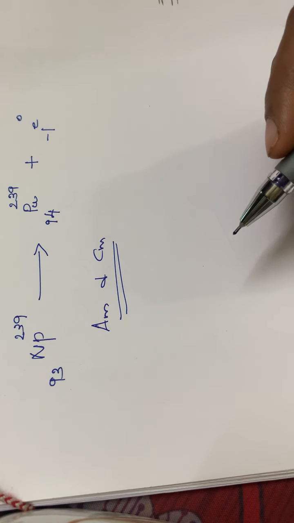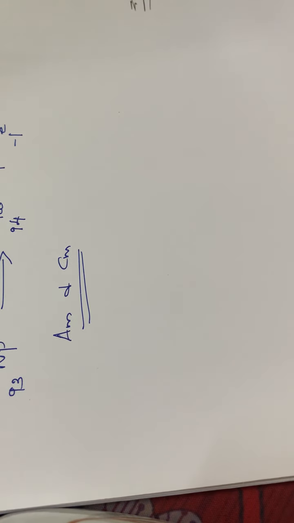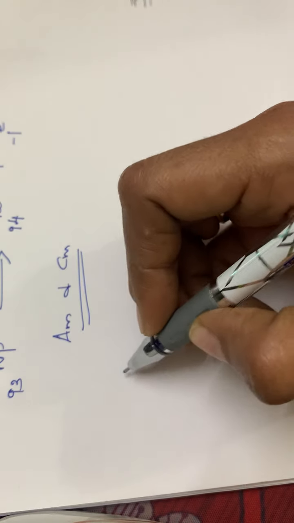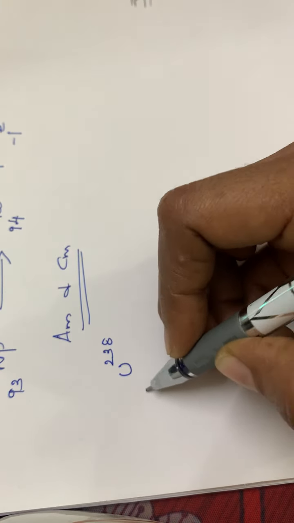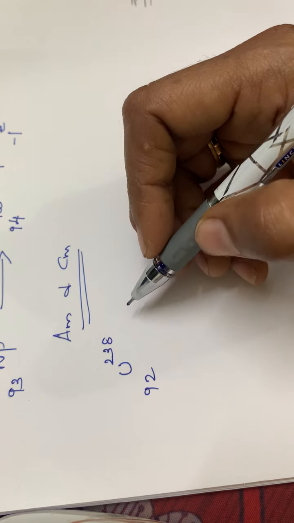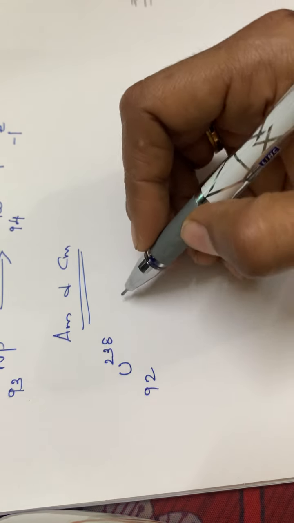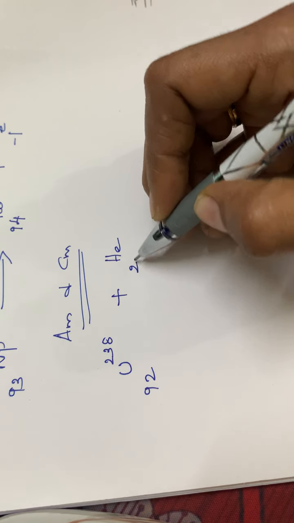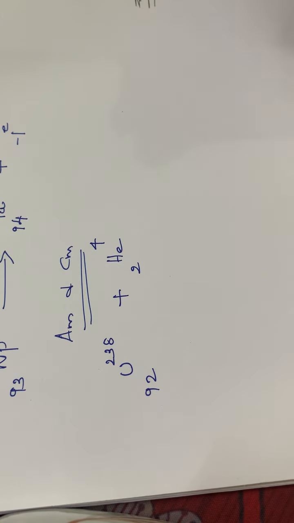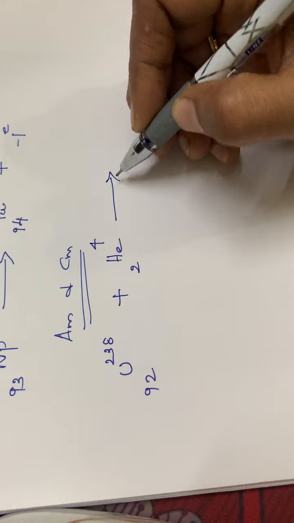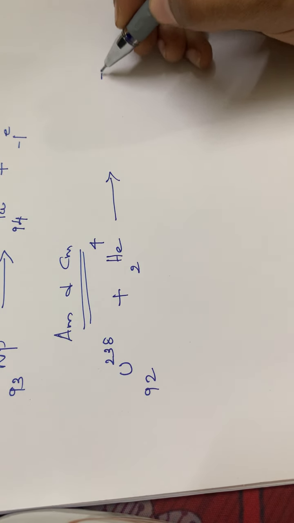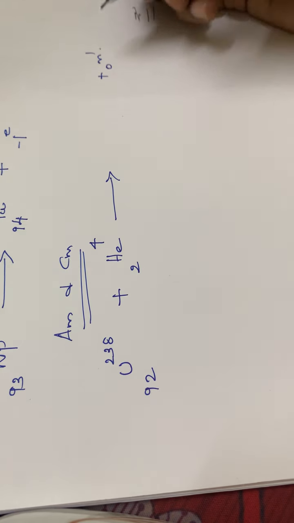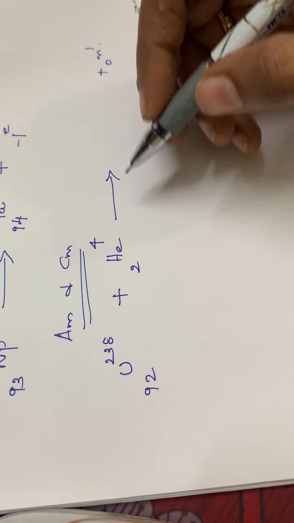And this americium and curium were discovered by the bombardment of uranium-238 (92) with alpha particles. Alpha particle means helium nucleus, isn't it? He-4. When it is bombarded, one of the products will be a neutron, n-1-0. So you can write the equation.